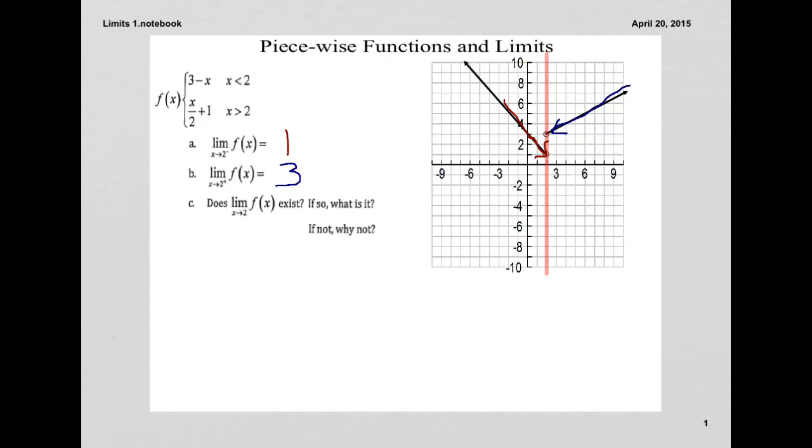Okay, does the limit exist? When we're talking about the limit existing, we're talking about it being the same coming from the left and coming from the right. So the limit does not exist, and we use the initials DNE, does not exist. Why? Because the limit approaching from the left-hand side and the limit approaching from the right-hand side are not going to the same point. So that means the limit does not exist.